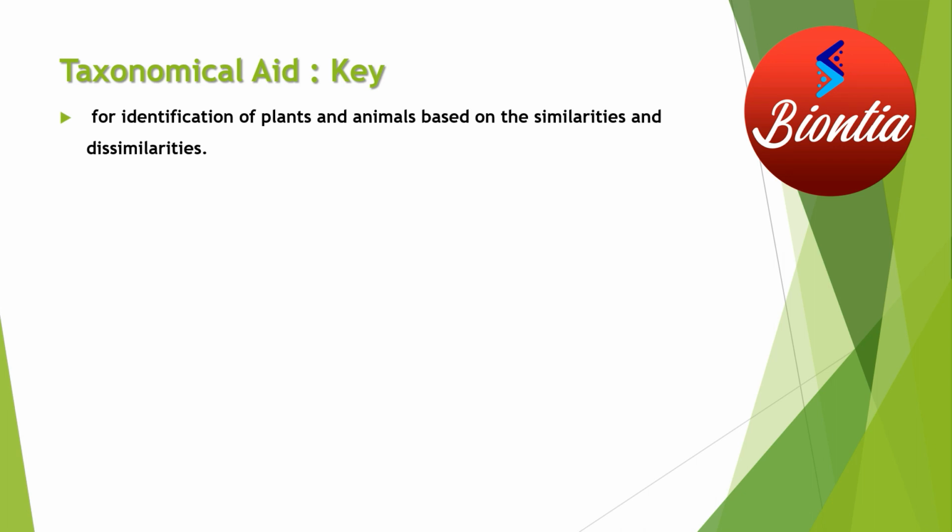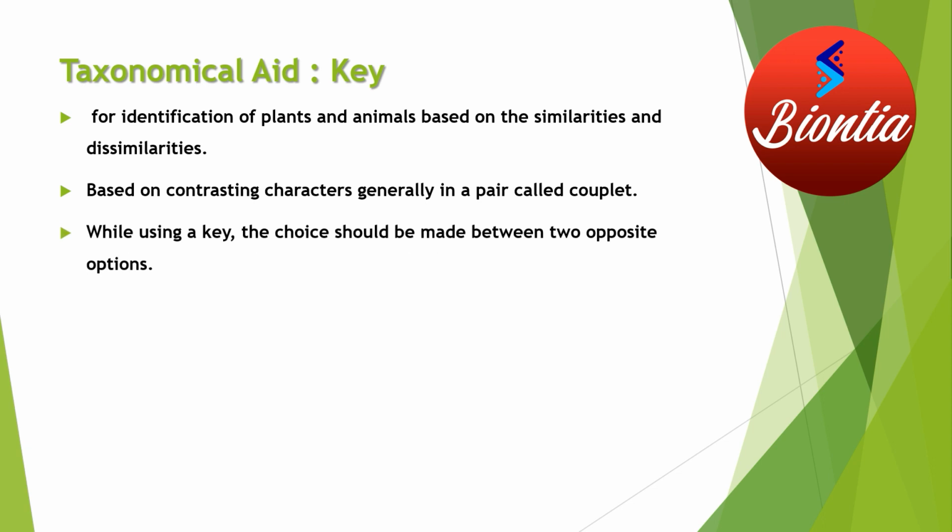Point number one: the key is used for the identification of plants and animals based on similarities and dissimilarities, and based on contrasting characters, generally in a pair called a couplet. So in a taxonomical key we have two statements, together called a couplet, and from these two statements one has to select either one of them and reject the other. In a couplet, the two options are just opposite, and a taxonomist should choose either of these, and each statement in a couplet is known as a lead. That will be made clear to you later on, what is a lead and what is a couplet.